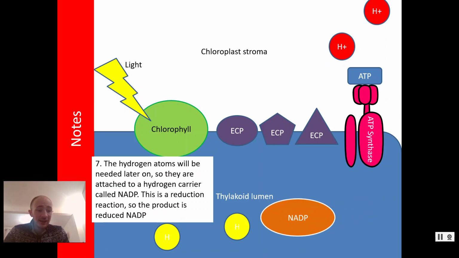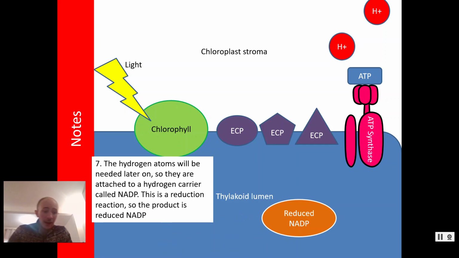Now this is a bit like NAD in respiration, in that when you attach two hydrogens to it, it's going to become reduced NADP. Now, just like the ATP, the reduced NADP is going to be used in the light-independent reactions. So we'll come to that later. Both this and this are going to go to the light-independent reactions. They're going to be really useful for making glucose. So neither of them is a final product. They're both going to be used up later on in photosynthesis.